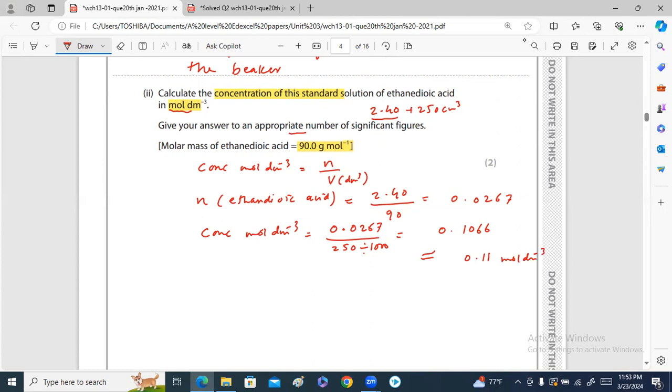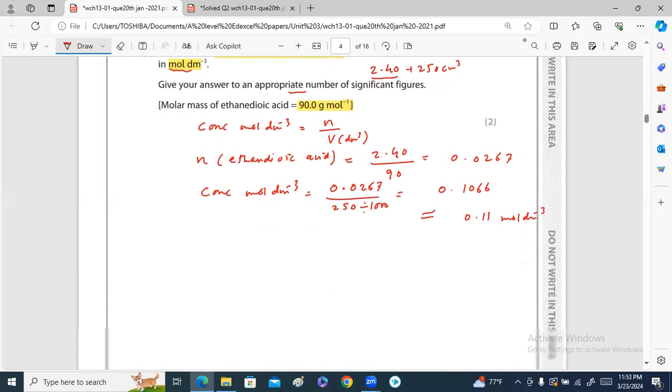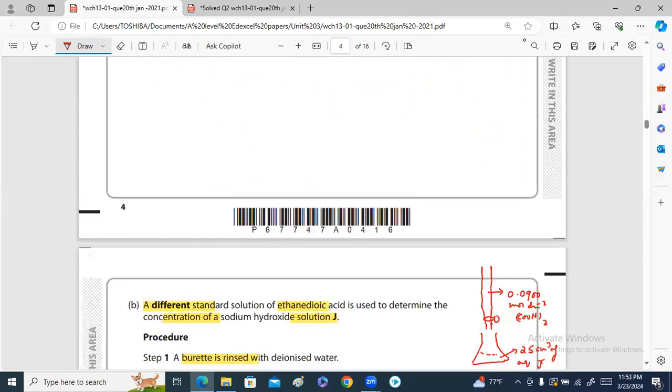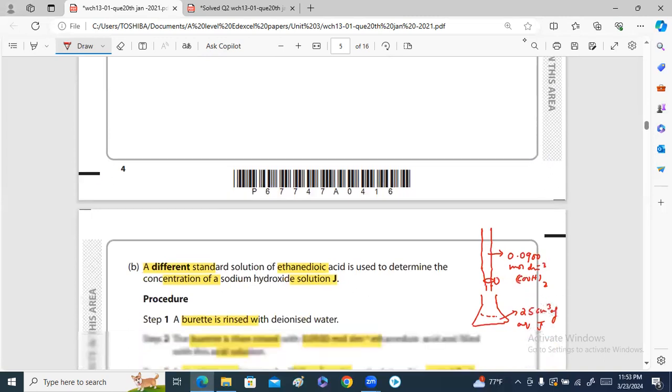So we can get the idea about the formula of the concentration from its unit. The unit is mole per dm cube. So mole is n and the volume is in dm cube. So n by V is the concentration formula. So this is the way that we can get the concentration of ethane dioic acid. Okay, now the next part.